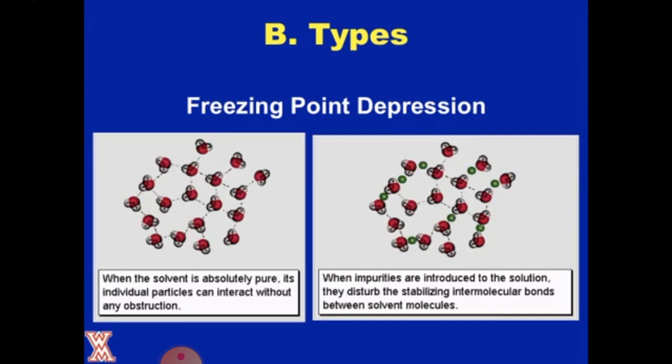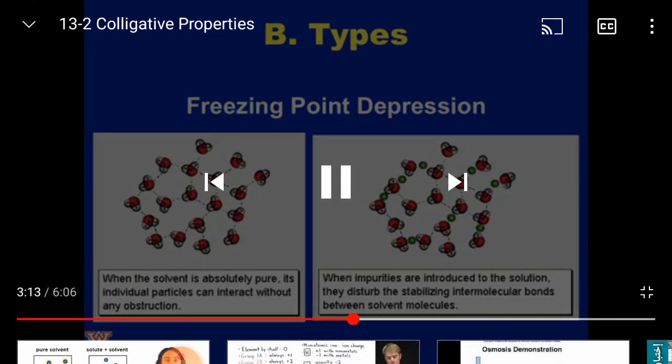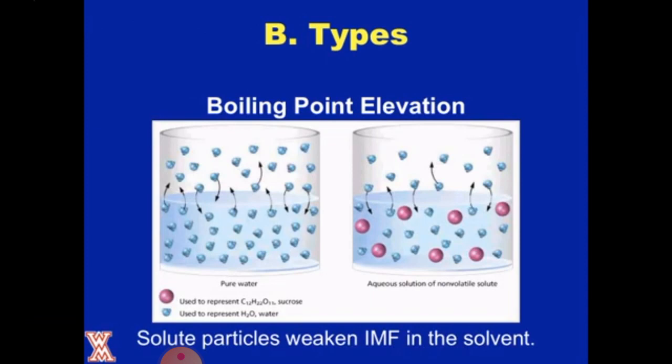So what actually happens is the intermolecular forces are what cause the pure substance to either freeze or boil. Since you do not have these strong intermolecular forces, it's going to take longer for this to freeze. So that's why the freezing point is actually lower. And kind of the same thing happens with boiling point.